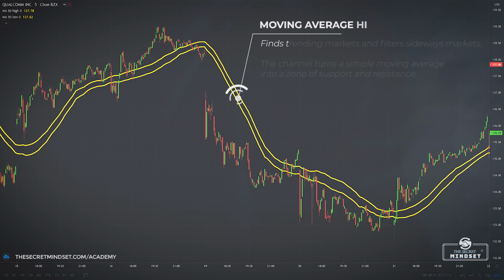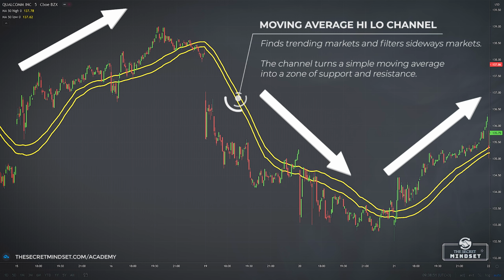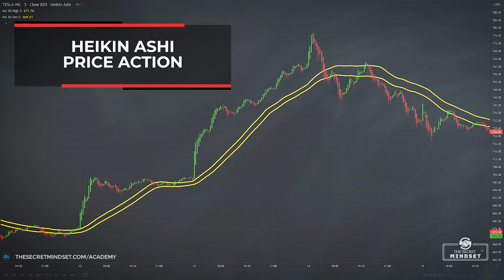This moving average channel will filter a lot of false signals and will save you a lot of losing trades and lost money. The moving average high-low channel tries to find trending markets and is extremely useful for staying out of sideways markets. The channel turns a simple moving average into a zone of support and resistance. In a market with a strong trend, prices may trade either above or below the channel.